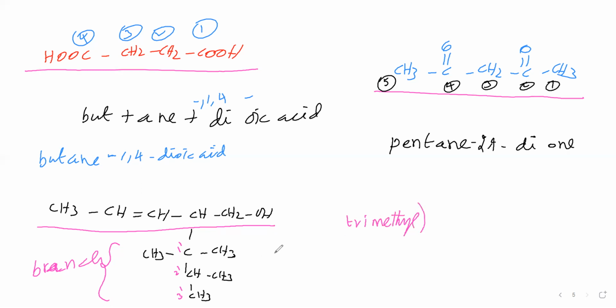For the trimethyl we have to say the position. This methyl group is present at the 1 dash carbon, this methyl group is present at the 1 dash carbon, and this methyl group is present at the 2 dash carbon. Then this parent contains 3 carbons, so we say prop, then we say yl, propyl. This is the branch name. Keep the branch name within brackets.